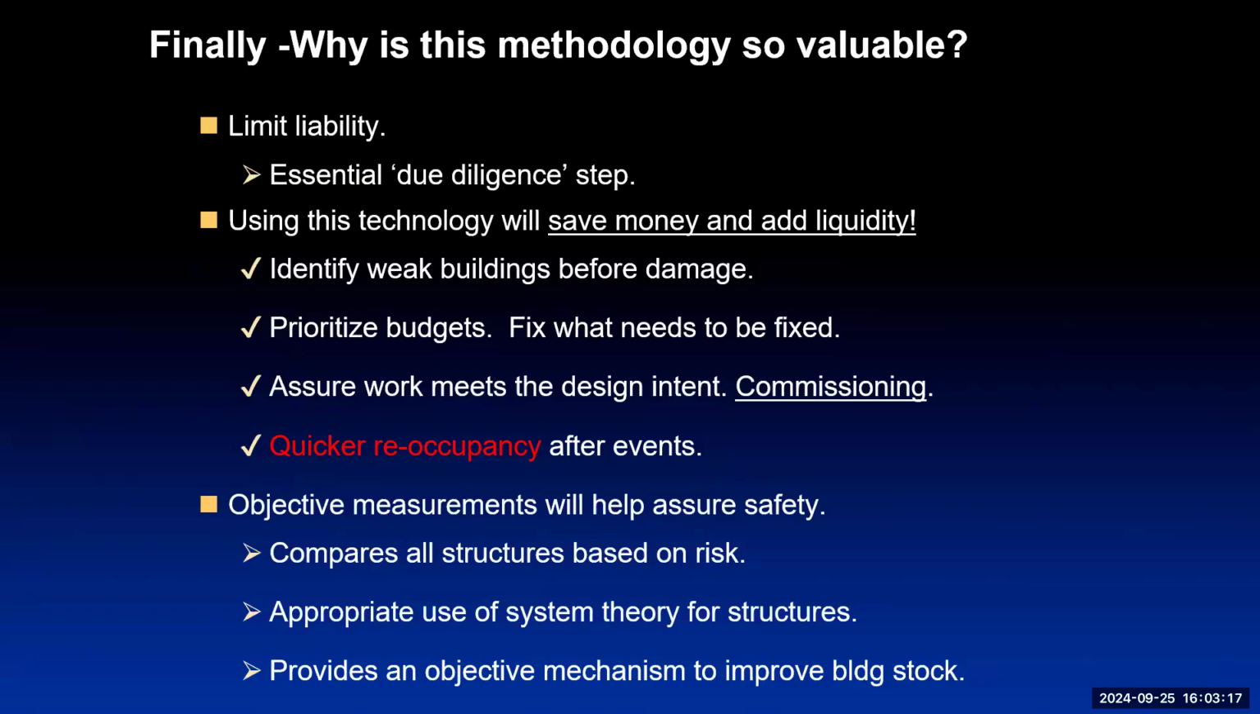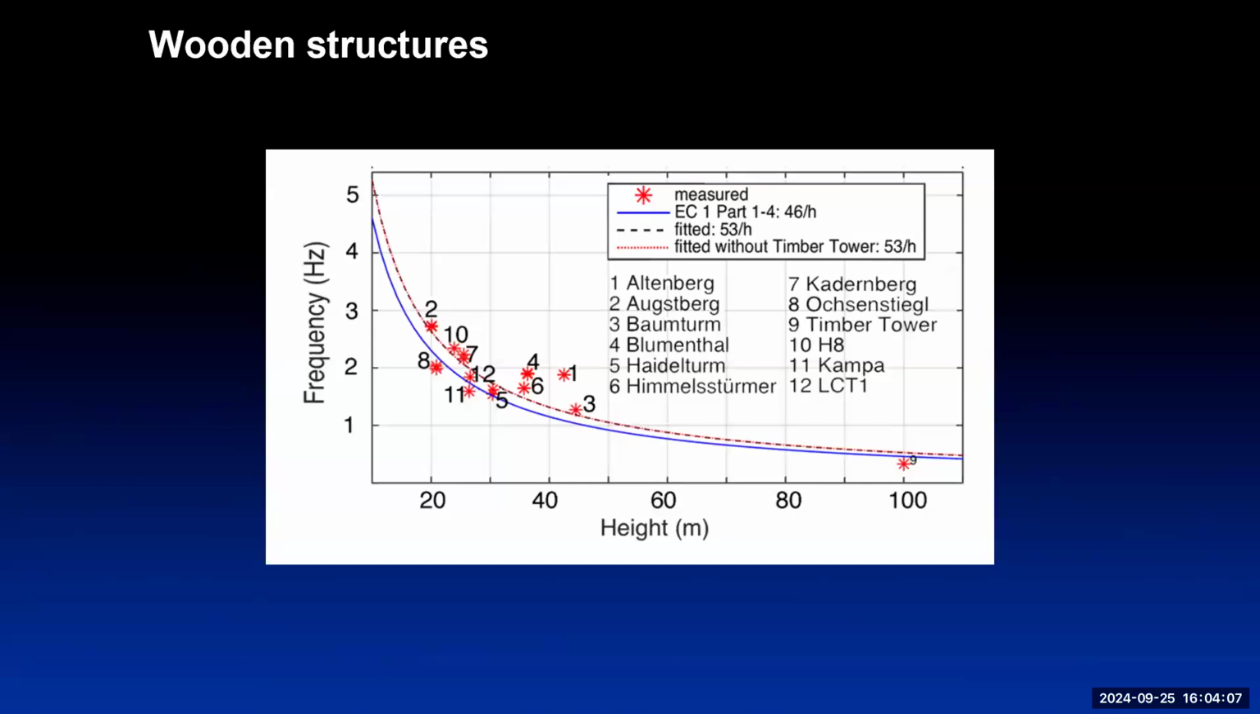And it assures that work meets the design intent. In other words, commissioning. So you can have quicker reoccupation after something like an earthquake that they had in New Zealand. So these objective measures, and they are objective, you make a measurement, analyze, and have your measurement of displacement per unit force, and it helps assure safety. It compares all structures based on risk, even if you can't see broken members. So it's appropriate use of system theory, and it provides this objective mechanism to improve the building stock.